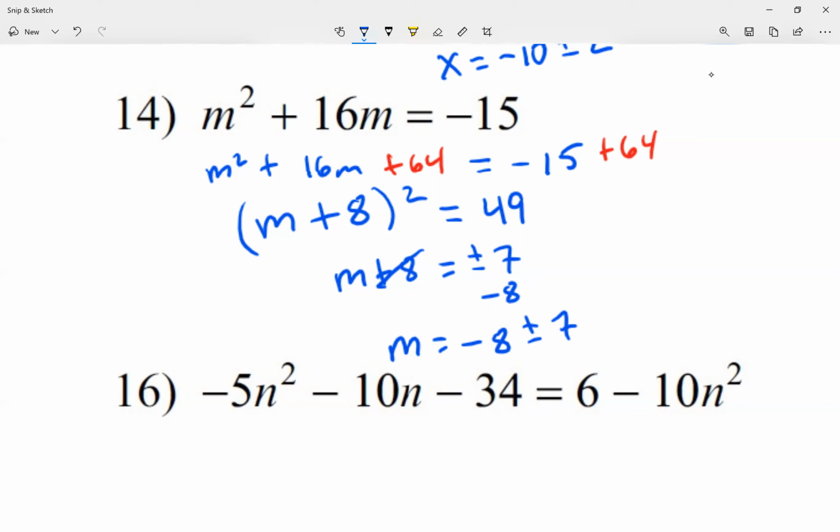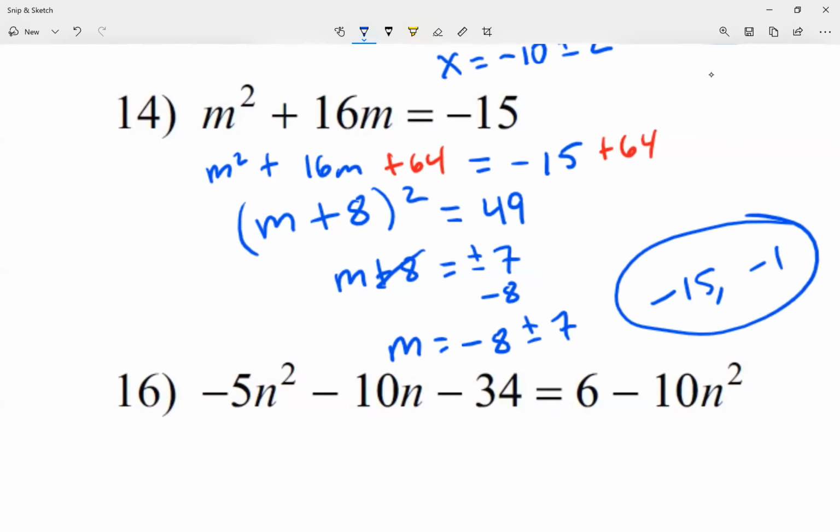First one, let me use the minus sign. -8 minus 7 gives me -15. For the second answer, let me use the plus. -8 plus 7, -1.